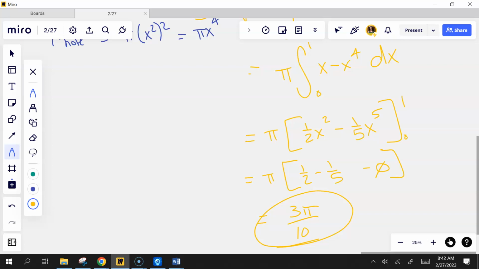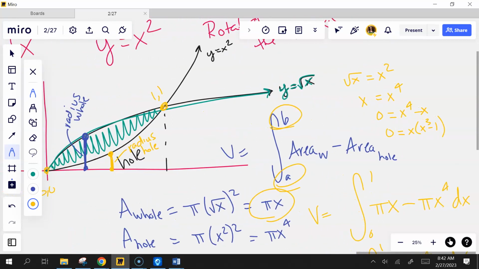This is the volume of the solid that we were looking for. This is the end of the problem. This is the volume of the solid rotated about the x-axis. It gets harder as we rotate around different axes or start shifting, and you have to really visualize that hole, that hole.